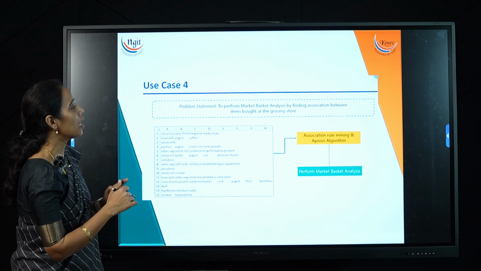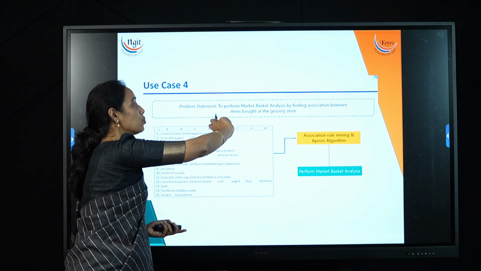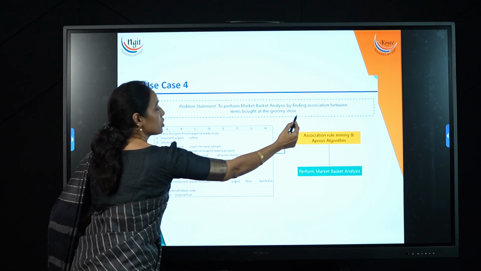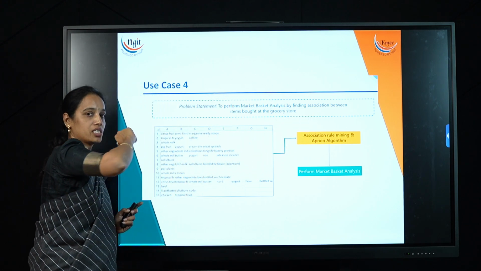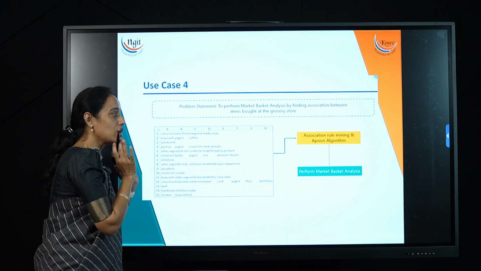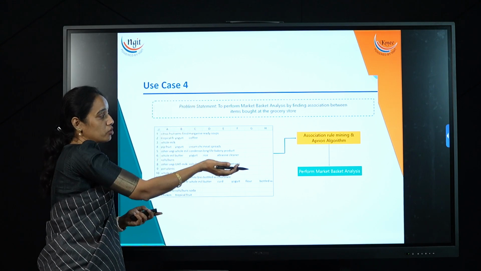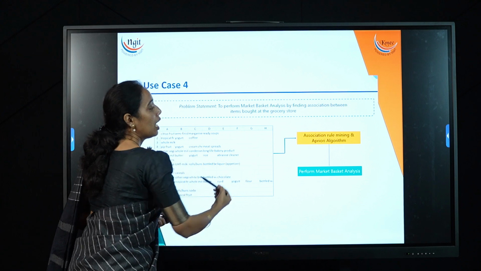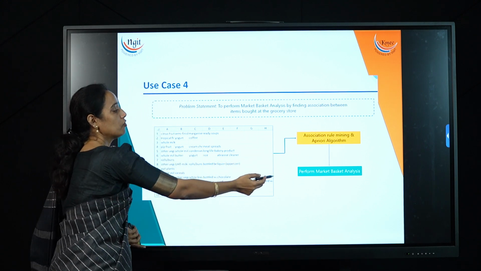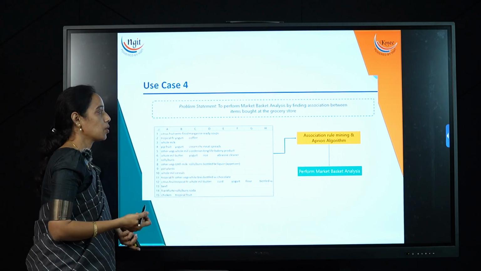Next one: to perform basket analysis by finding association between items bought at the grocery store. Seeing this problem statement, when you see the word association, it definitely comes under unsupervised learning, but it is not related to clustering, it is related to association. So we have to use association rule mining, or simply the Apriori algorithm, and then we perform the basket analysis. This is the other problem statement.